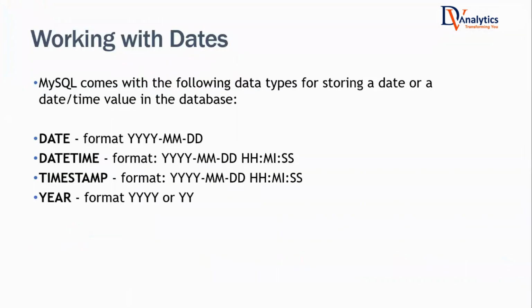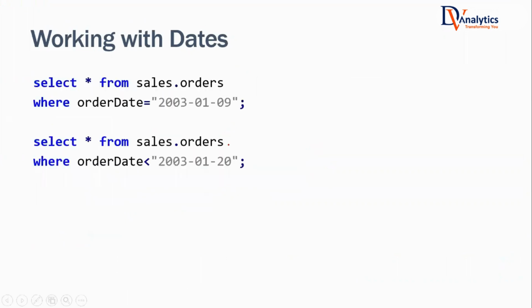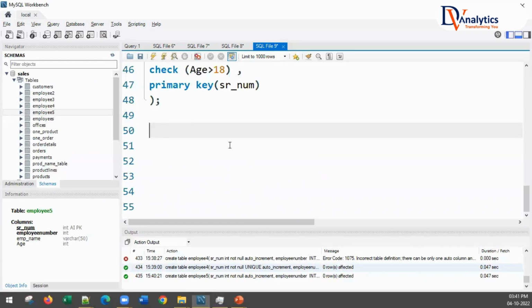Now let us see how to work with dates. Already we have worked with dates. The date format in SQL is YYYY-MM-DD. This is one format, then date time format, and then timestamp and year formats. These formats are available just like in any other system, or any other programming language. The dates work there, and here also we work similarly.